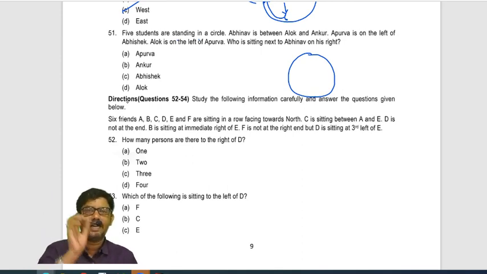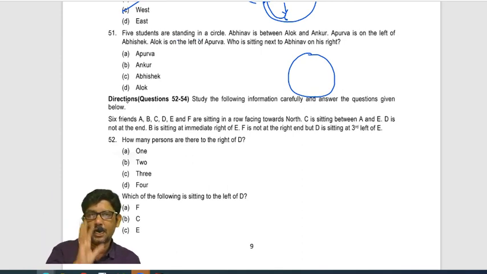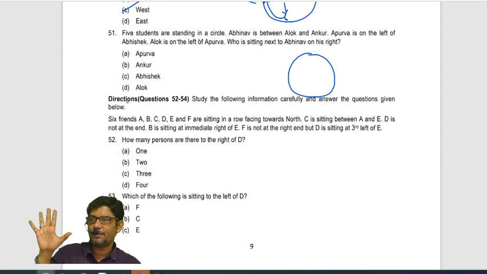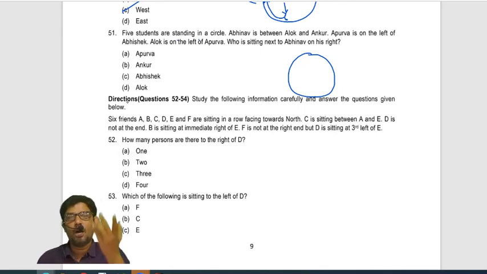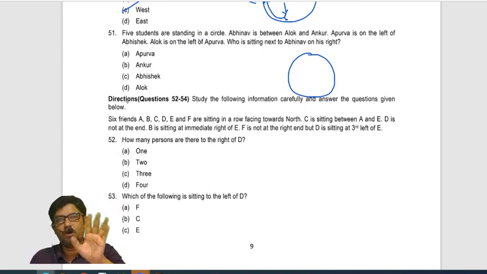Sir, in seating arrangement, do's I'll tell you. If the problem is based on 5 students, 6 students, immediately you attend. If the problem is based on more than 6 students, don't attend. Why? Sir, I love seating arrangements. It's not about whether you love seating arrangement or not. It is about time consuming.